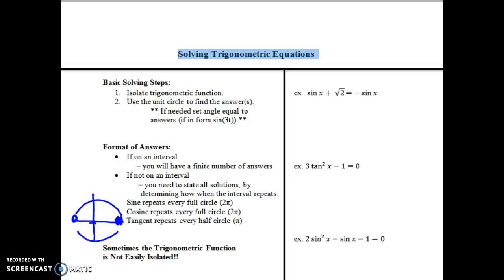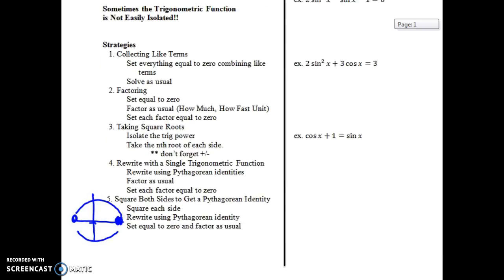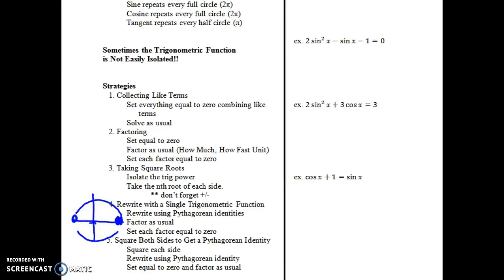Now, sometimes isolating the trigonometric function is not as easy. So we're going to go through some strategies. First, collect like terms, set everything equal to 0, and combine like terms. Another strategy would be to factor. Be sure to set it equal to 0 first. Do not factor, then set equal to 0.